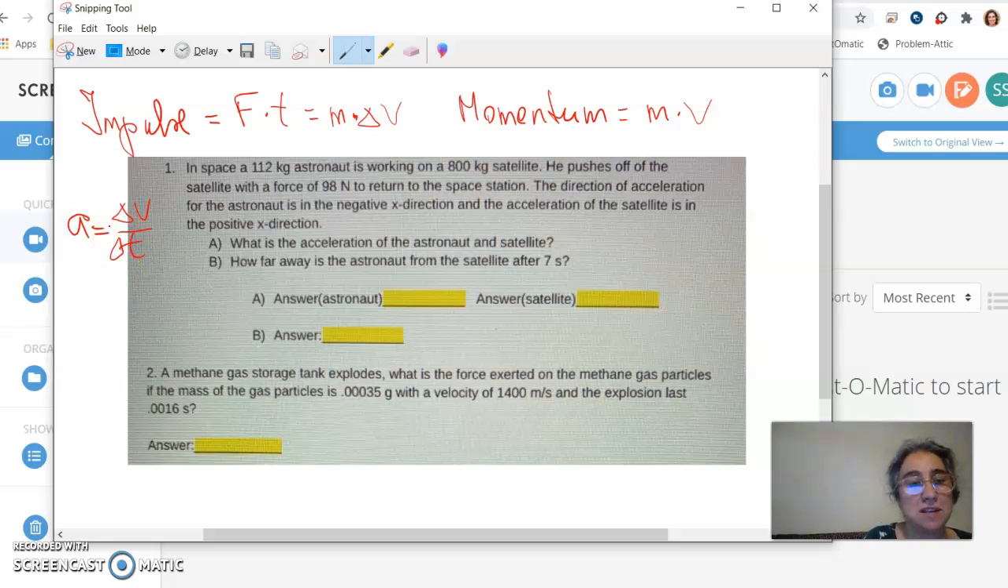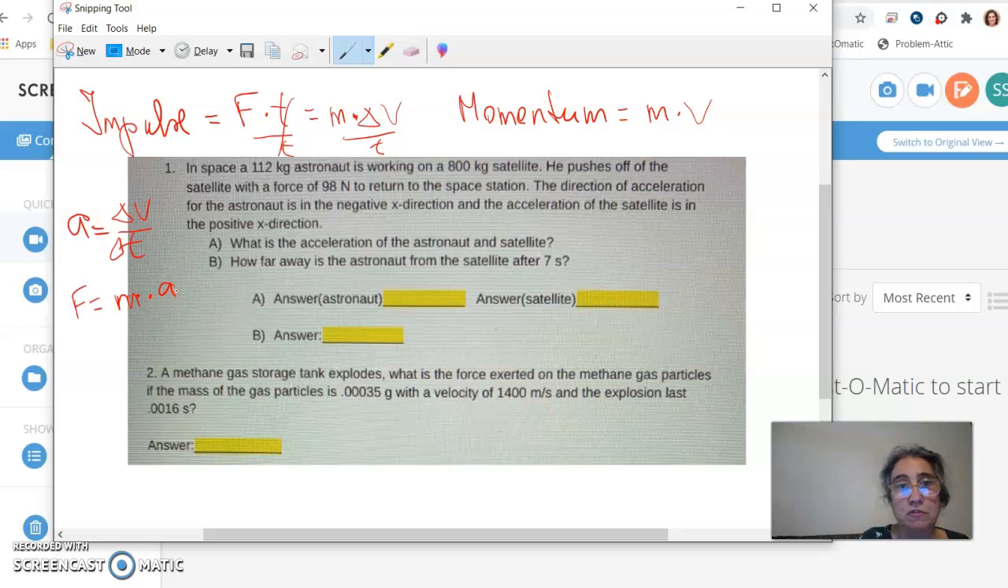However, in this case, the initial time is 0. That's why the time will be reduced to whatever the time is in this problem, given I'm assuming it's like 7 seconds for the B. All right, so the first question is, what's the acceleration? Well, if you divide each side by the time, you will come up with the force equal to the mass times the acceleration.